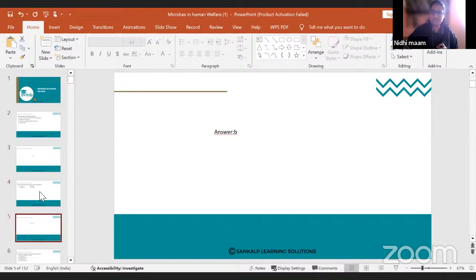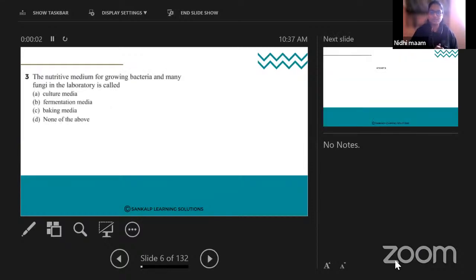Next question goes like this. The nutritive medium for growing bacteria and many fungi in the laboratory is called as. What is that nutritive medium called? Option A, culture media. B, fermentation media. C, baking media. D, none of the above.